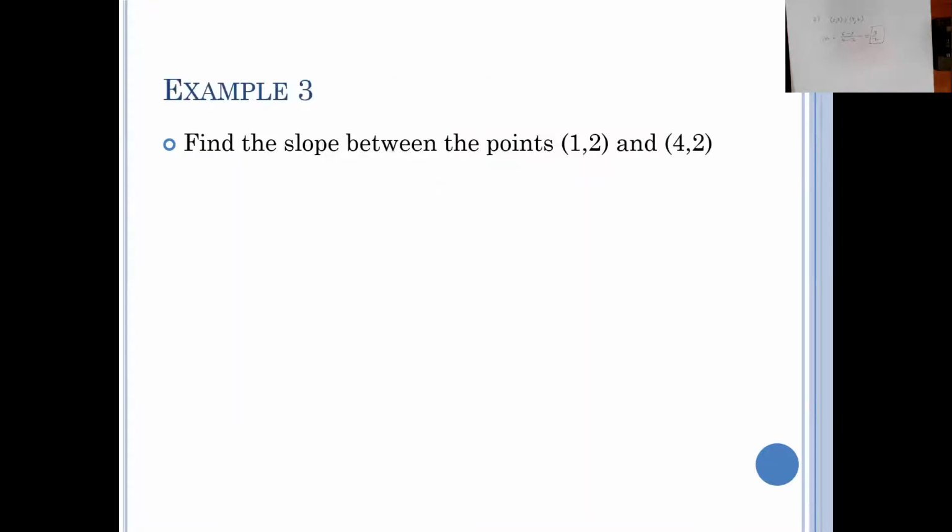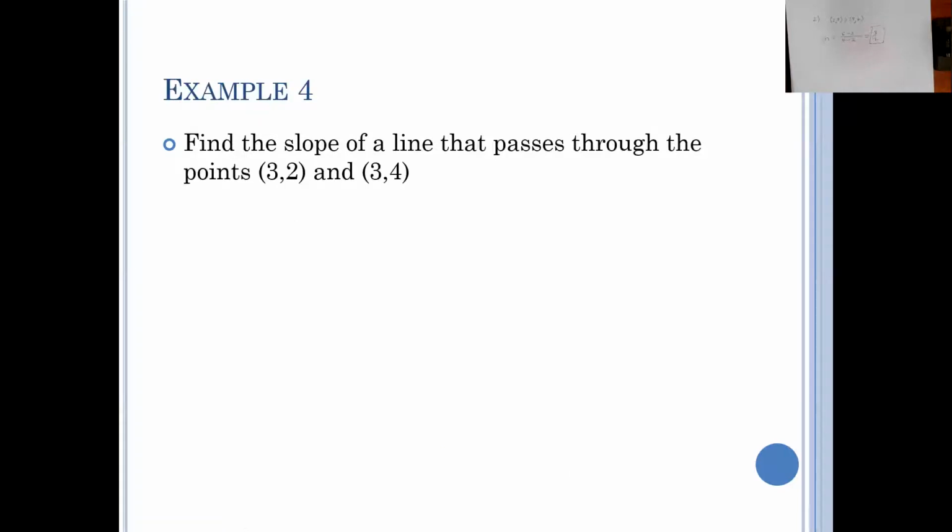Okay, I'm going to leave number 3 as an exercise. So let's do number 4, which will be the last slope question we will do.